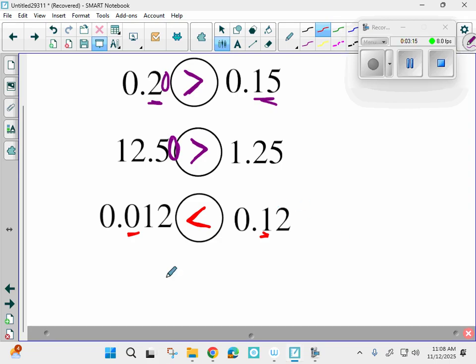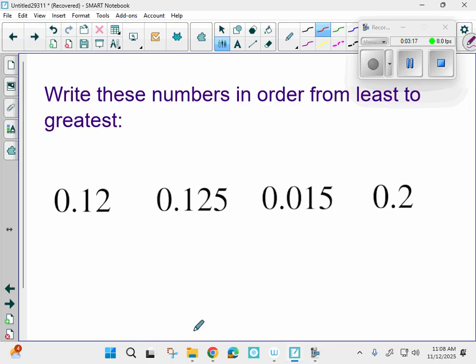Write these numbers in order from least to greatest. Okay, least to greatest. Somebody raise your hand and tell me what the smallest number you think is up there, Katrina. 0 and 15 thousandths. Oh, good reading. Yeah, 0 and 15 thousandths. Okay, this is the smallest one because it has a 0 here. Everybody else has a 1 in that first spot. All right, Macy, what do you think is the next smallest?